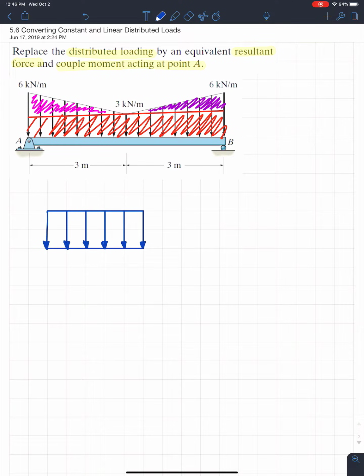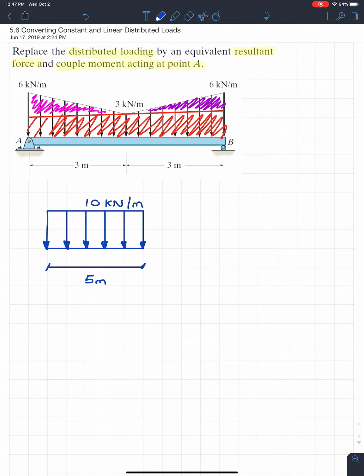So let's just say that this is 10 kilonewtons per meter. So as we see, it's a unit of force, and it's per meter. What happens too is that of course the load will act over a certain region of the beam. So let's just say that this is 5 meters.